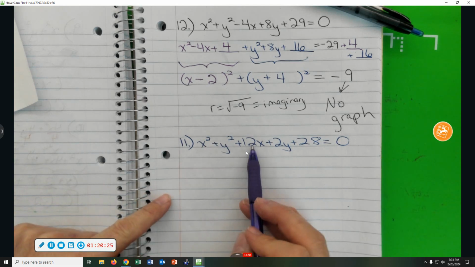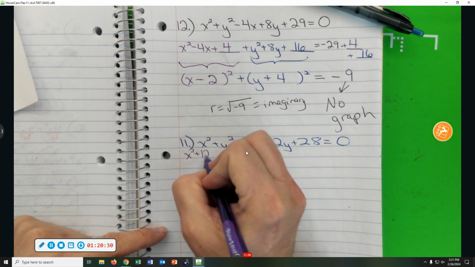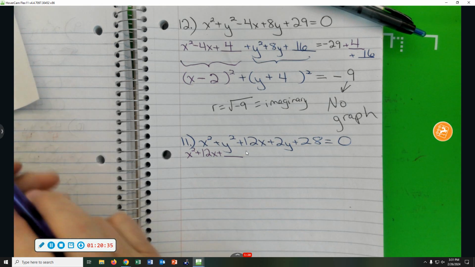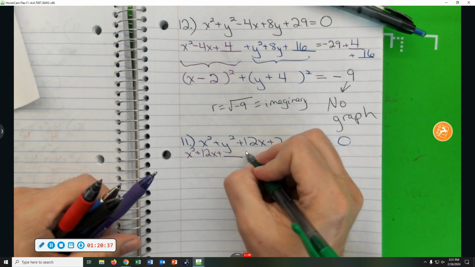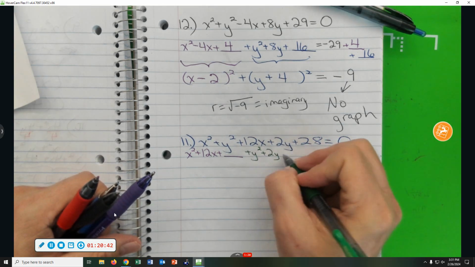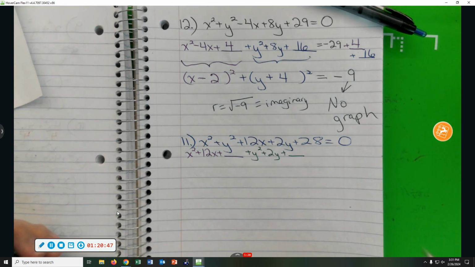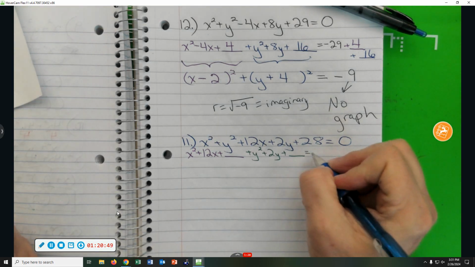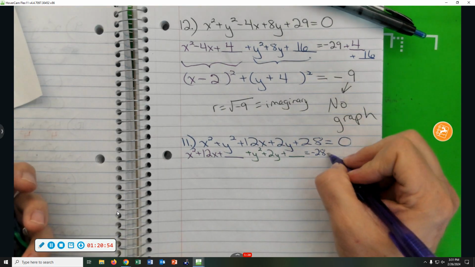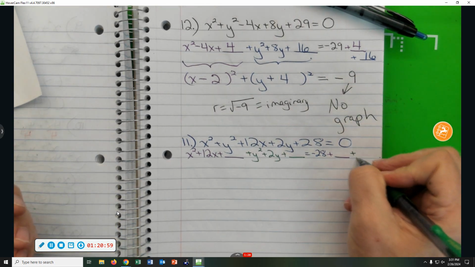Cut to the chase. So we group the x terms together: x squared plus 12x, plus skip some space. Then the y terms together: y squared plus 2y, plus skip some space. And then a negative 28. We still have the purple blank and the green blank.